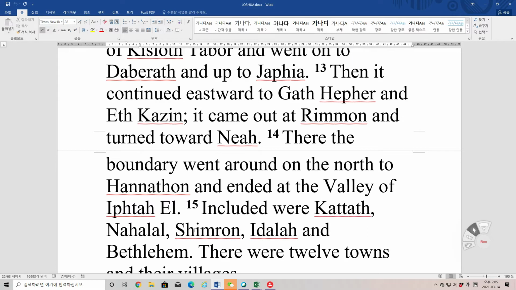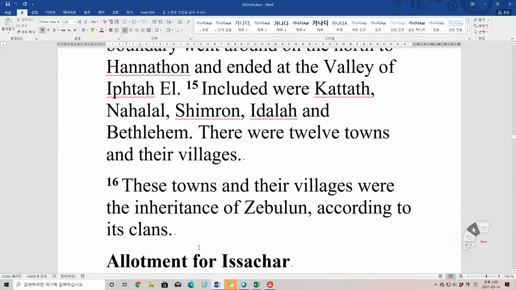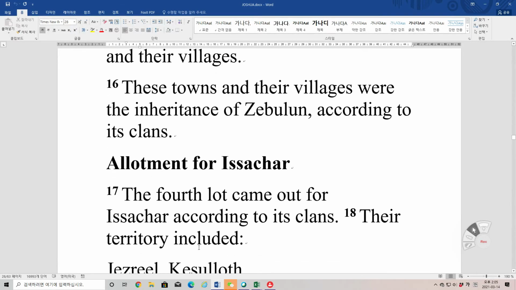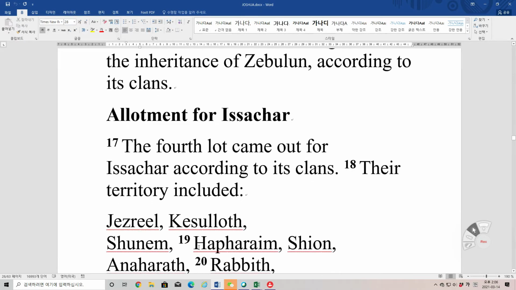It came out at Rimmon and turned toward Neah. There the boundary went around on the north to Hanathon and ended at the valley of Ifta-El. Included were Katath, Nahalal, Shimron, Idalah, and Bethlehem. There were 12 towns and their villages. These towns and their villages were the inheritance of Zebulun, according to its clans.